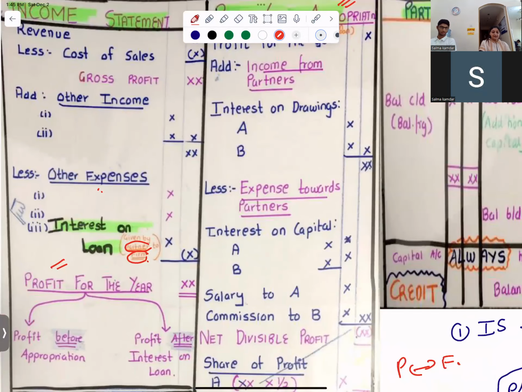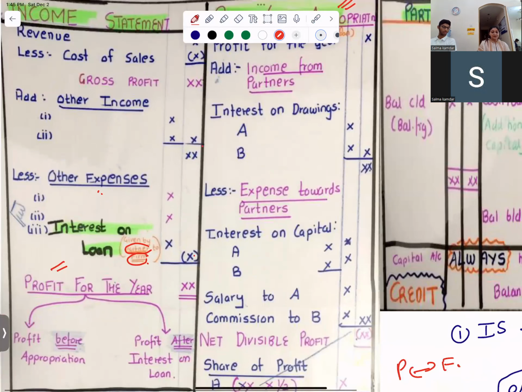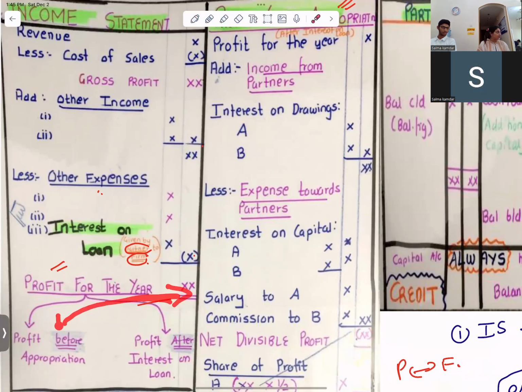Other income minus other expenses, what will you get? Profit for the year. This profit is called profit before appropriation, or you could say profit after interest on loan. Where will this profit go?